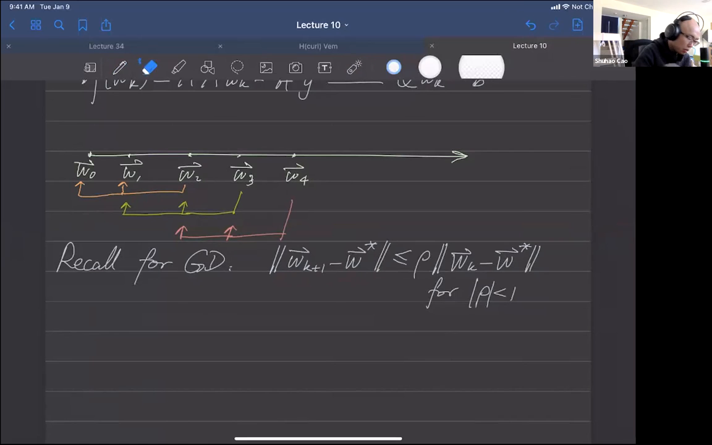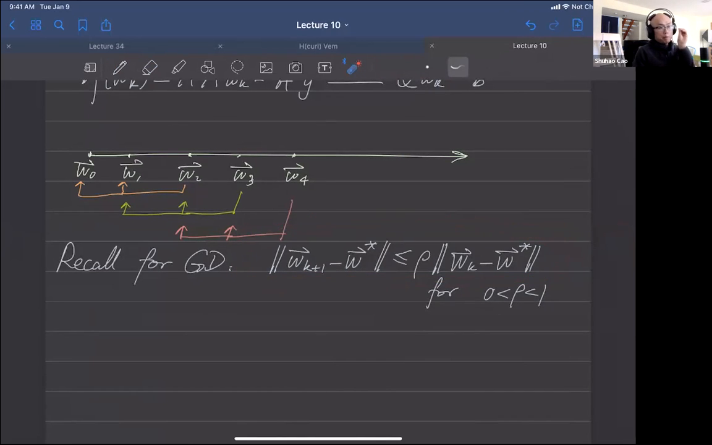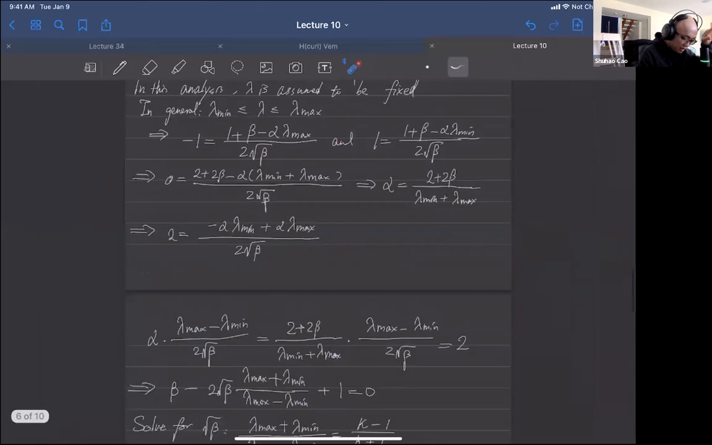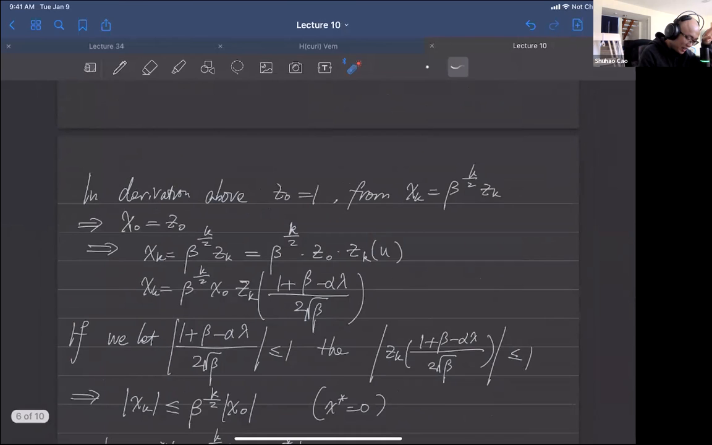Yeah, rho less than one, okay. So we hope to get this kind of bound, but for momentum, getting this one-shot bound is kind of unrealistic. Remember, in the previous analysis, we used this. This is like cheating. This is already known. So for example, this one. Yeah, right here. Okay. This is already.